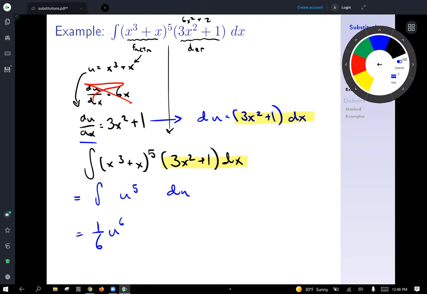Am I finished? Absolutely not, because our original problem started in terms of x, so our result should be in terms of x. I'm not a huge stickler on adding plus c at this point. Probably should. As long as it shows up in the final answer, that's where we need to see it. So reverse substituting out of terms of u, u is this expression right up here. We get 1/6 times the quantity x to the third plus x all raised to the sixth power plus c as the result of our integral.